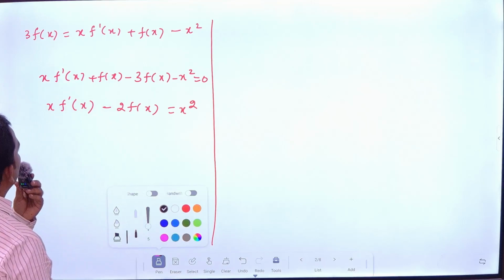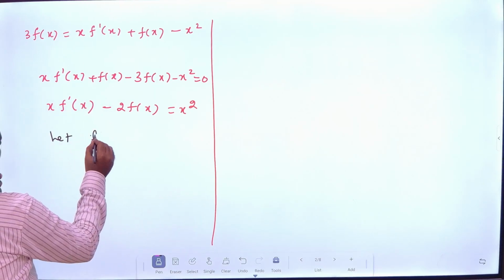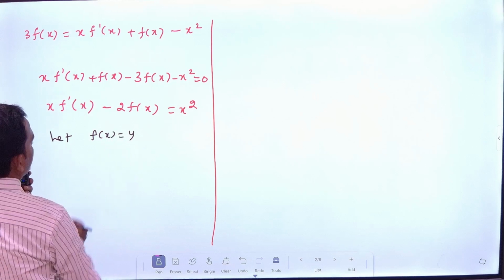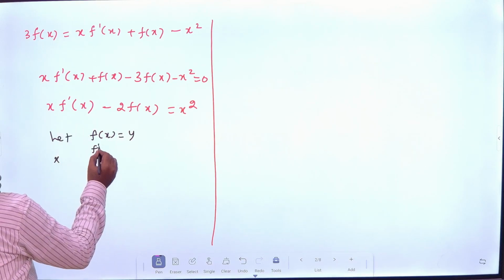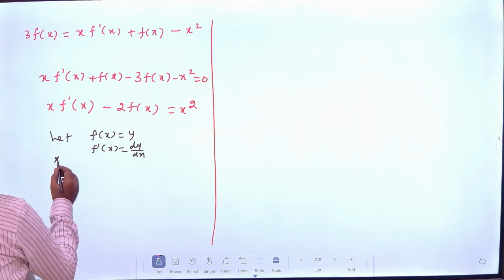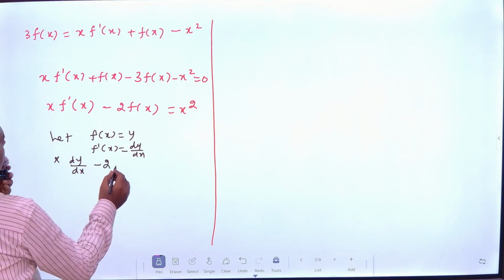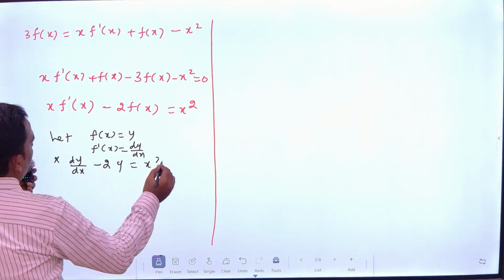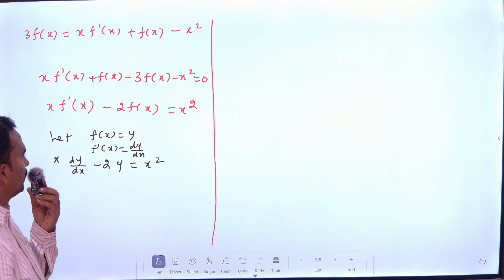Now let f of x equal y, you can consider. Then how to rewrite this? f dash of x is actually dy by dx. You can replace it here: x into dy by dx minus 2 times y is equal to x square. Now you have formed the differential equation, right?